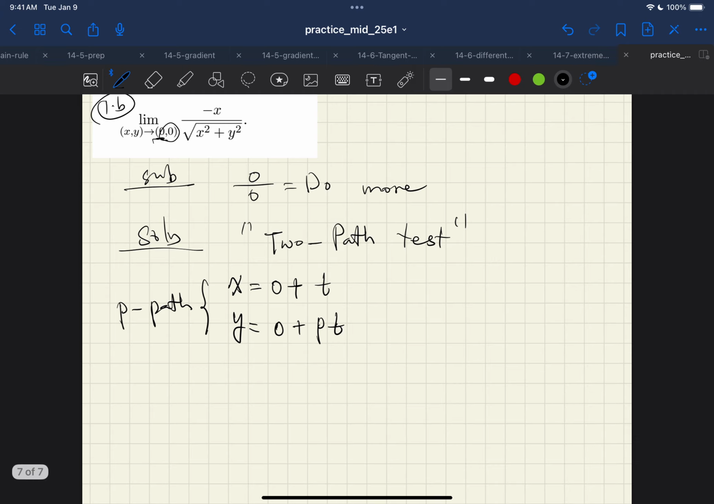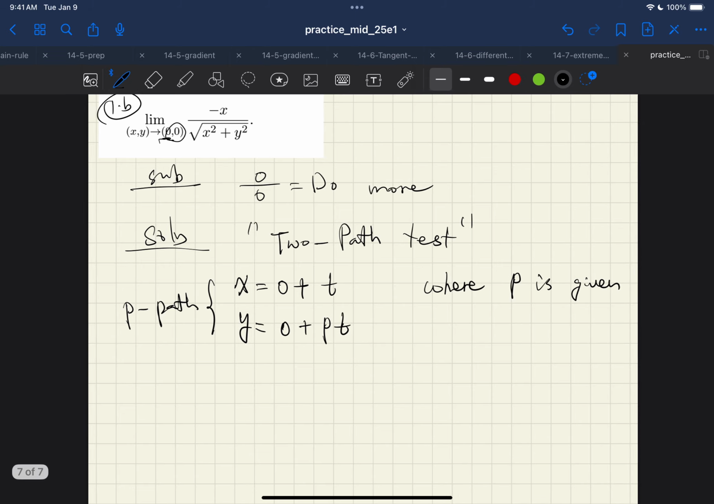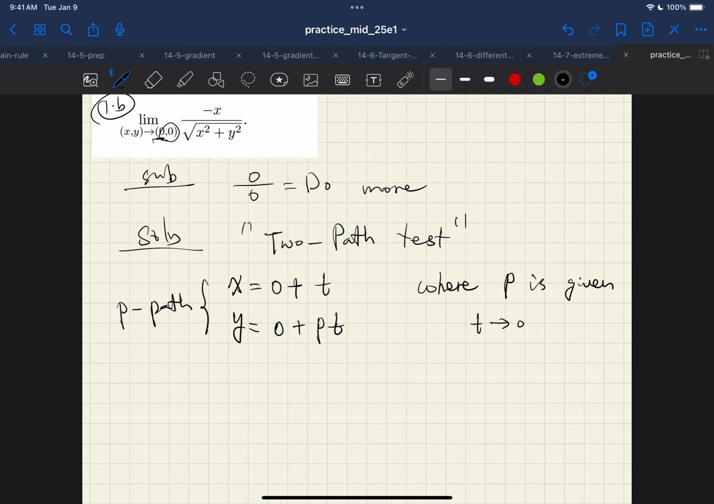And here p is a given constant, and t goes to 0. t must go to 0, because only if t goes to 0 do x and y both go to 0, which satisfies this limit to the target point. So if we give p as 1, then this is a line with slope 1. If p equals 2, then this is a line of slope 2.